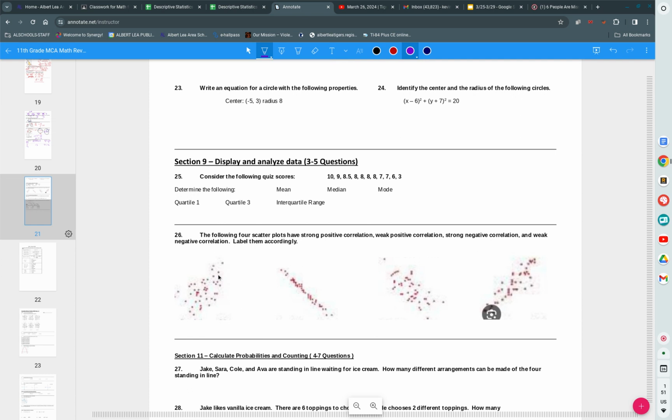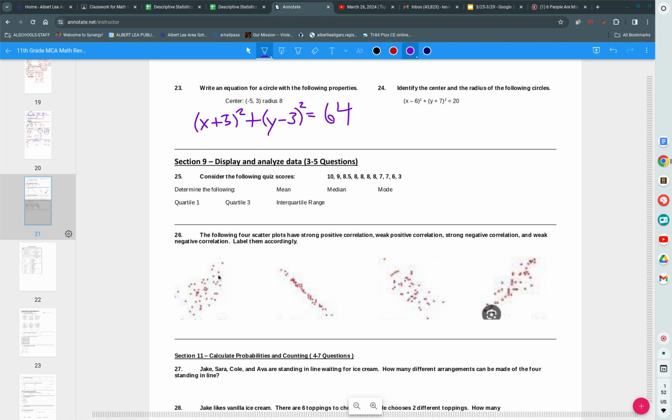Does anybody remember how this is going to set up? X plus 5, squared, plus y minus 3, squared, is 8 squared. Yep. 64. Good. Now, you struggle to remember that because you wanted to put 8, right?